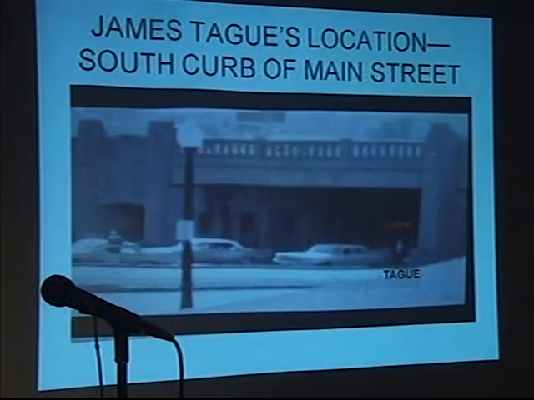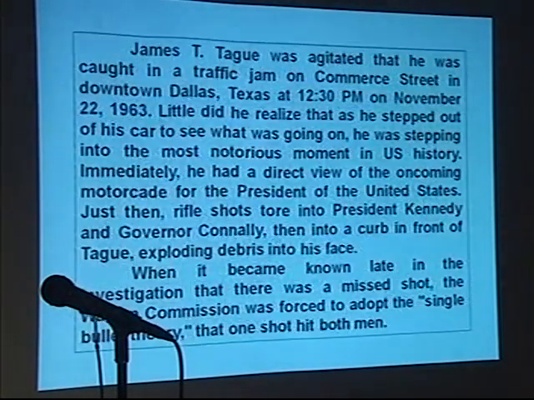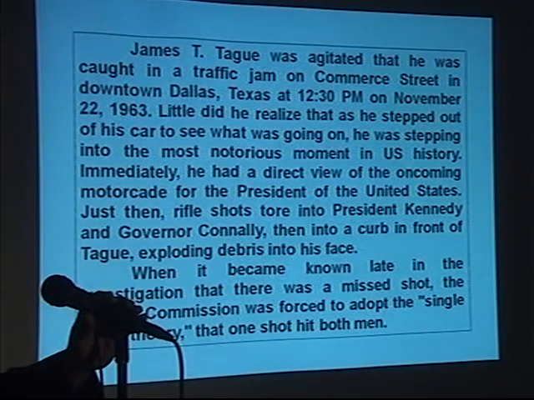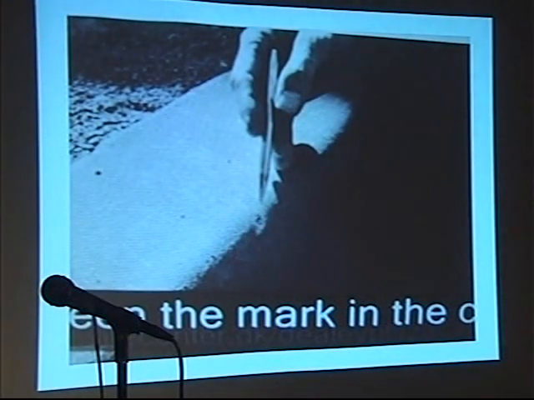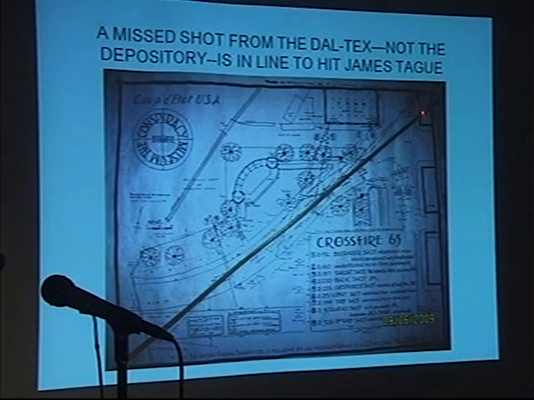Next slide. And here's James Tague, and here's the curb about here. I think they said 12 feet or something in front of him. Next slide. This talks about James Tague, and we all know about him. There's a spot on his cheek, and next slide. There's the spot on the curb. Next slide. And this is a shot from the Dal-Tex at 204 coming down, and here's the curb in front of Tague. That's just a two-dimensional drawing.